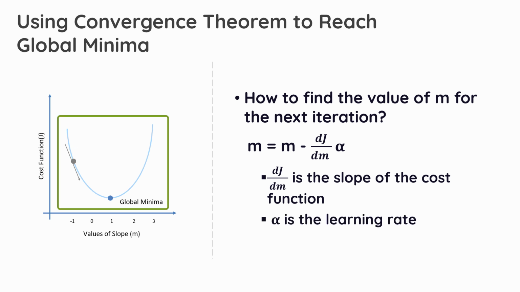Whereas, if you take small steps, you descend more carefully, making sure each step brings you closer to the lowest point without overshooting it. We continue this iterative process of adjusting m until the change in the cost function is very small, indicating that we have reached the global minimum. At this point, we have found the value of m that defines our best fit line. The learning rate is crucial in this process. Too large, and we might overshoot the minima. Too small and the process might take a very long time.